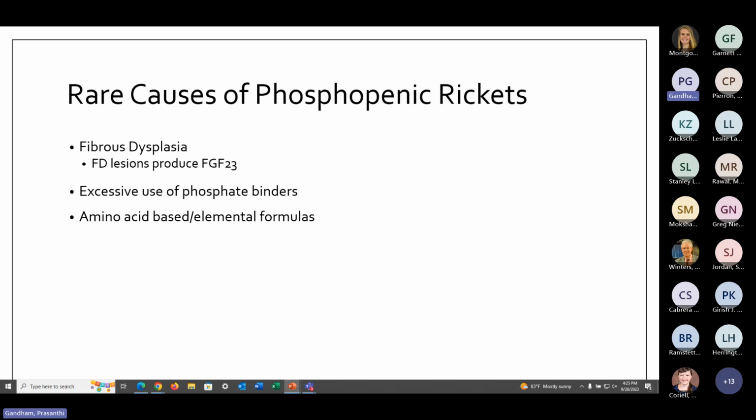And then there are also some case reports of infants who have been exclusively given amino acid based or elemental formulas having decreased phosphorus levels and even skeletal changes consistent with rickets and osteomalacia.